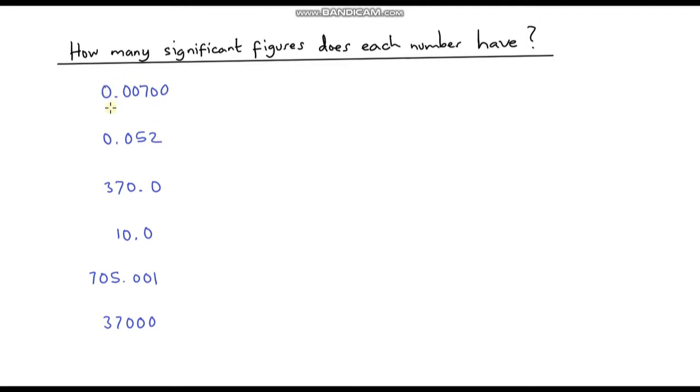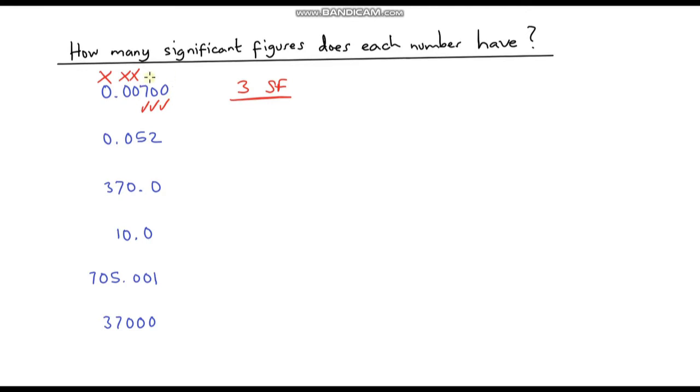So this first one here, 0.00700. Well, the first significant figure is the 7. It's always our first non-zero number. So these leading zeros do not count as significant. Then after the 7, we're given extra information here. We're saying that we're being this precise. So these extra zeros are significant because they tell us how precise our measurement was. So here we've got 3 significant figures.